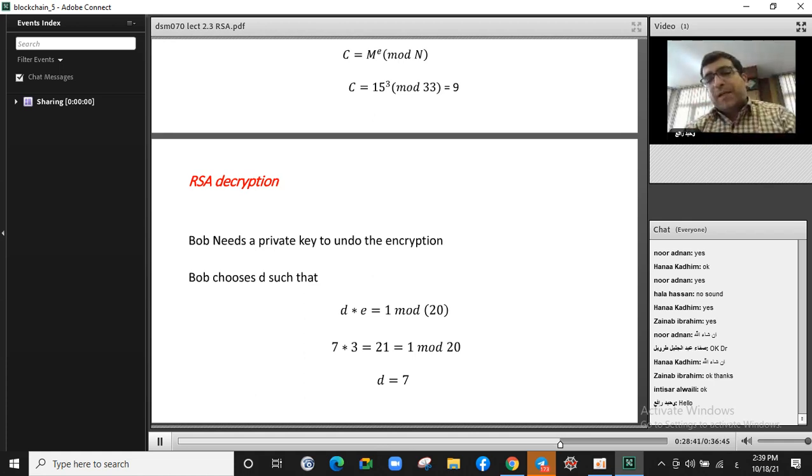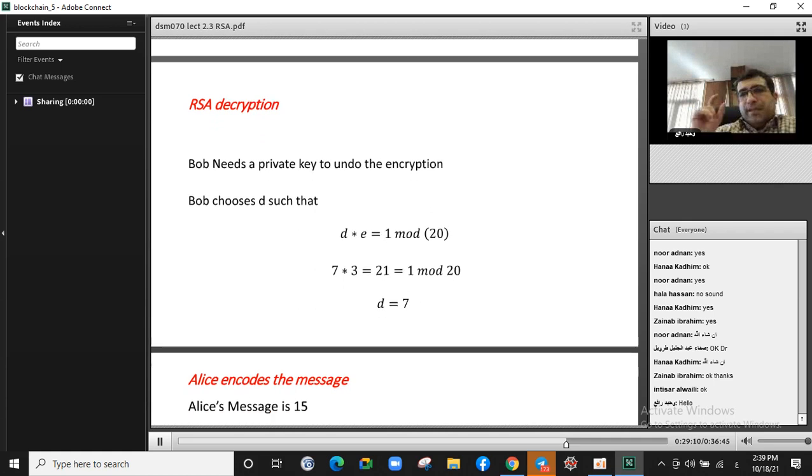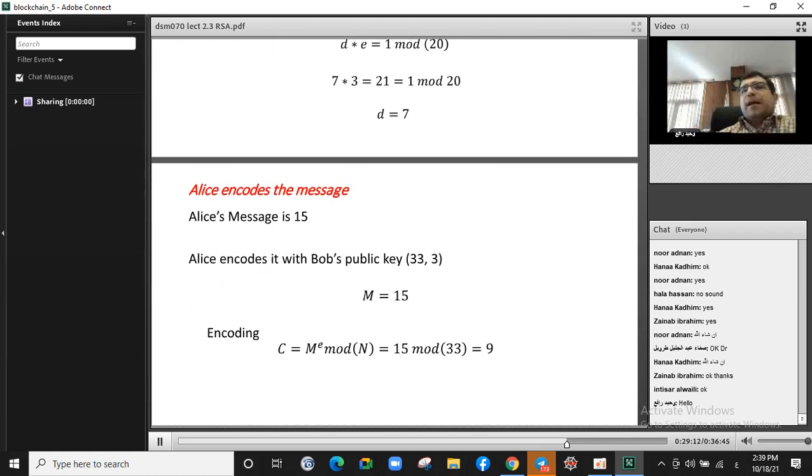Since 7 multiplied by 3 is equal to 21, and 21 mod 20 is 1, we can simply use 7 as a value for D. So suppose that D is 7 in this case. And now, the pair N and D, in fact D is the private key. Bob must use D and N to decrypt the message. How? With this formula.